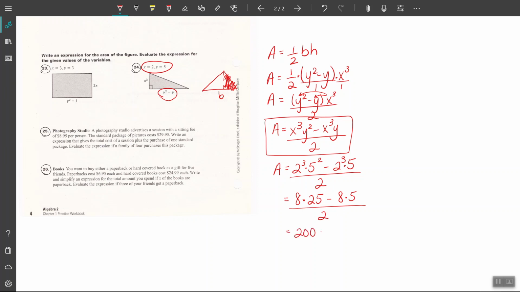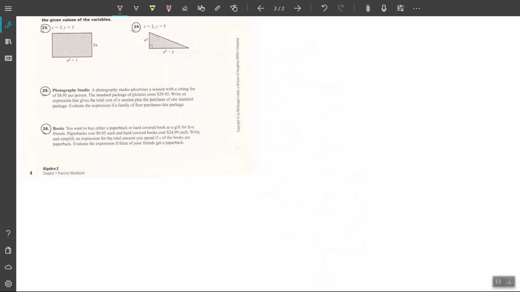So that'll give me 200 minus 40 over 2. Now I can go in, simplify my numerator to 80. Oh, not 80. Sorry. 160 divided by 2. My final answer is 80. Again, no units, so we just circle it like that.